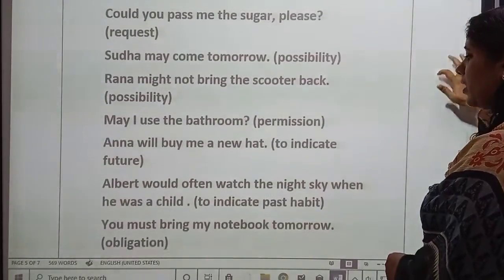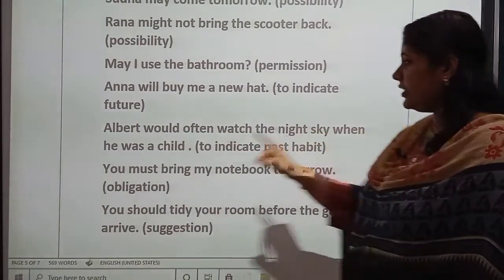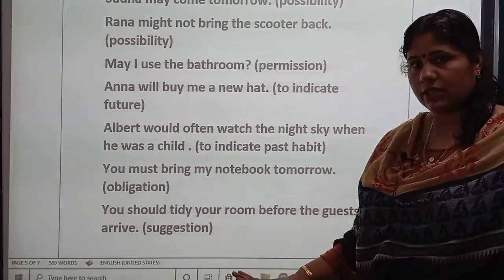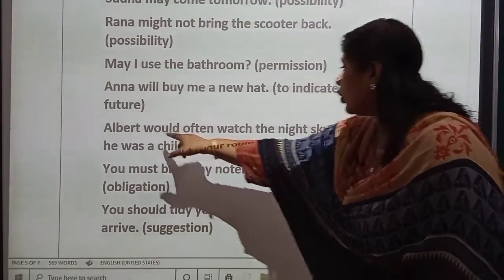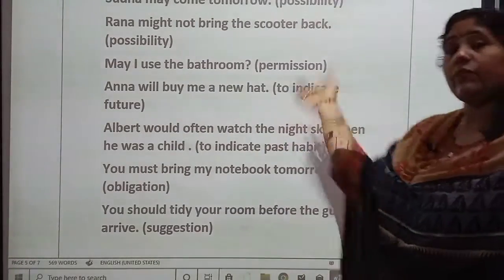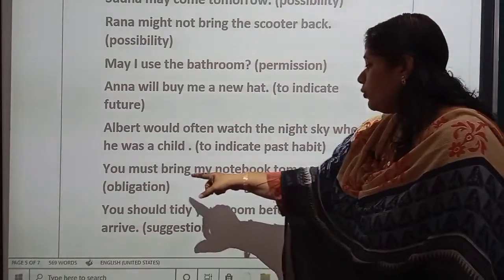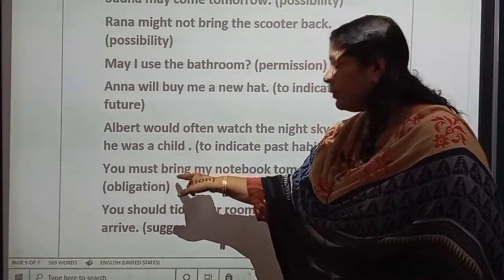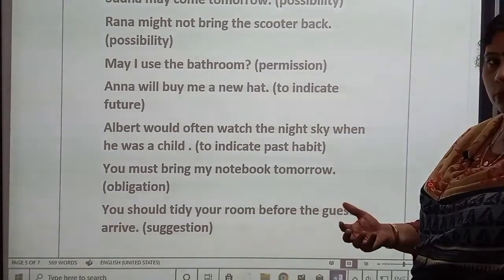Next. Albert would often watch the night sky when he was a child. To indicate past habit. Now it's not his habit. Understood? He used to do that when he was a child. So Albert would often watch the night sky when he was a child, expressing past habit. You must bring my notebook tomorrow. Must, modal auxiliary verb. Bring, main verb. Obligation. Understood?